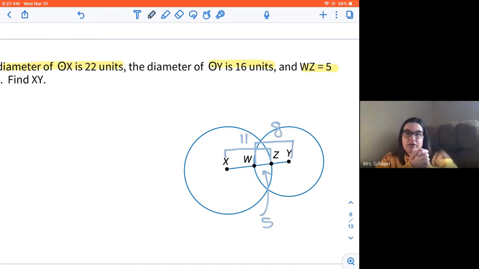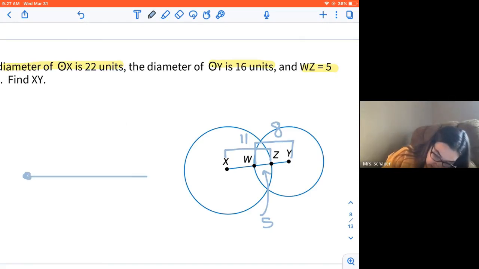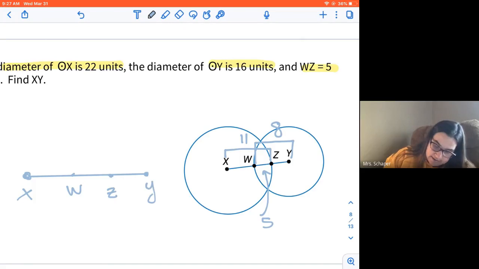So we need to find out the total distance. So if I draw this over here, and I do X, and I do W, I just need a little more room. That's the only reason why I'm doing this. I know that this distance is 5.